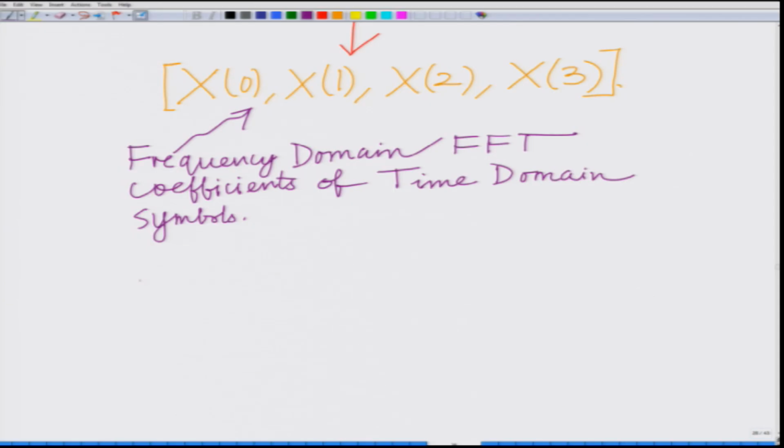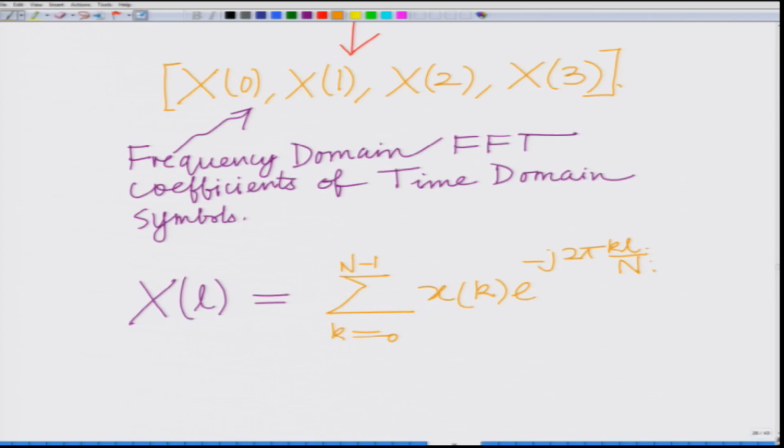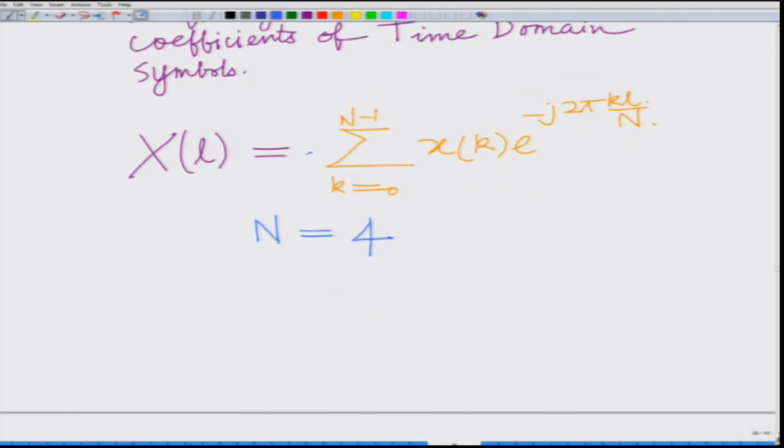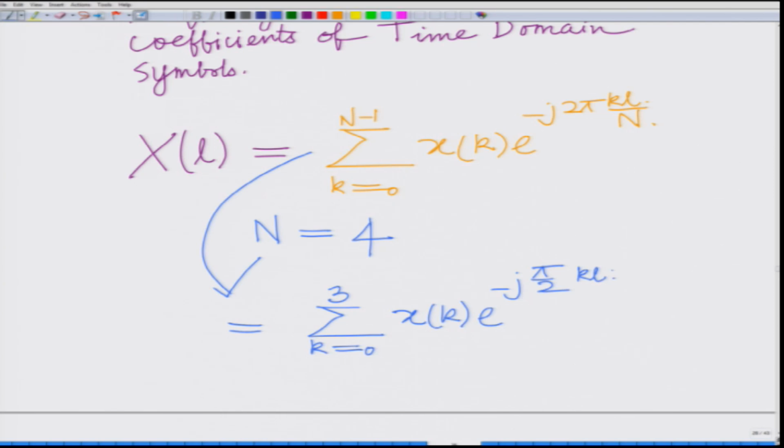In fact, your capital XL, that is the Lth FFT point, equals summation k equal to 0 to n minus 1 of small x k e raised to minus j 2 pi k L divided by n. Substituting n equal to 4, since we are considering a system with n equal to 4, this is equal to summation k equal to 0 to 3 of x k e raised to minus j pi by 2 k L.